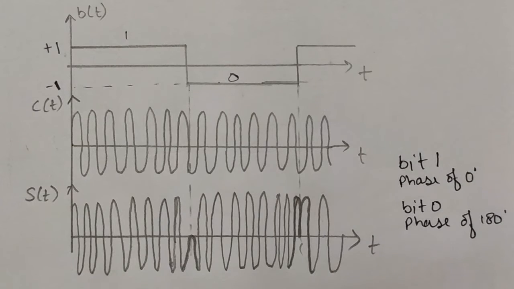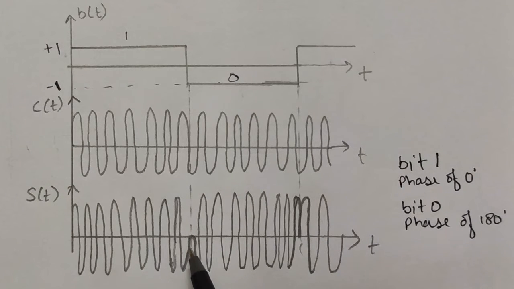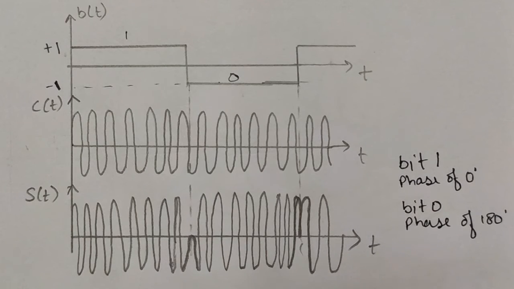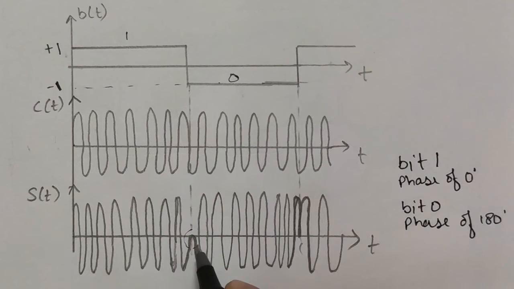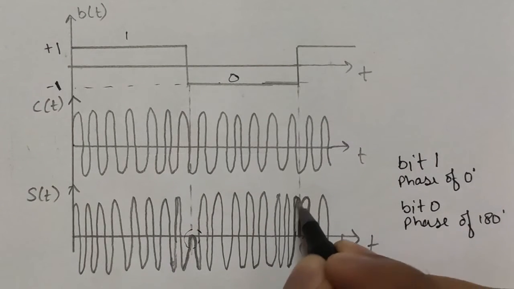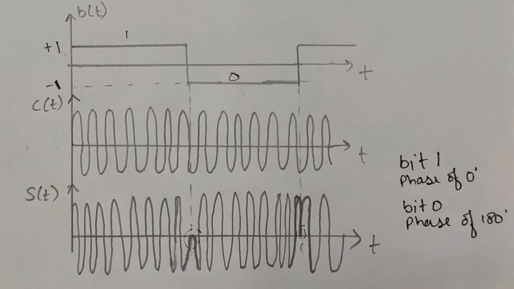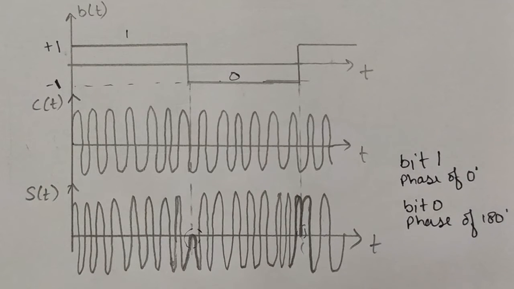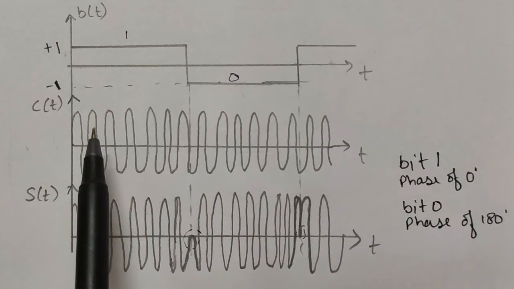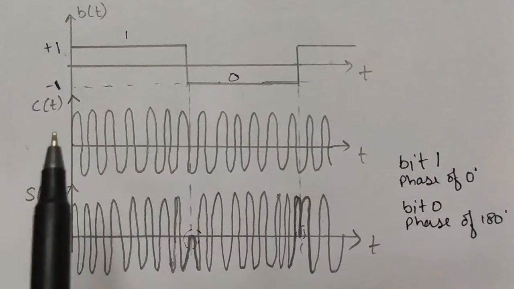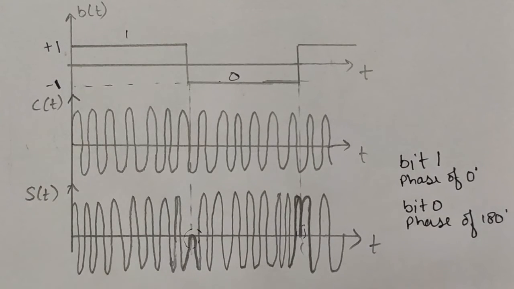And if I give a lame definition of phase, it is the starting point of the wave. So here we can see the starting point of the wave is changed. How much change? 180 degree shift is there. So here we can see, and here we can see how they are changing their phase. We can see we are not disturbing either the frequency or the amplitude of the carrier signal.